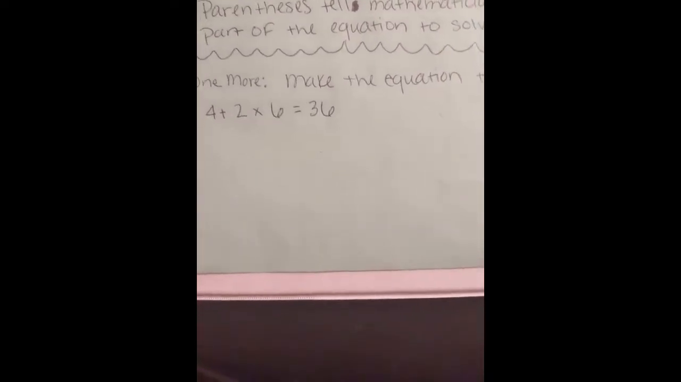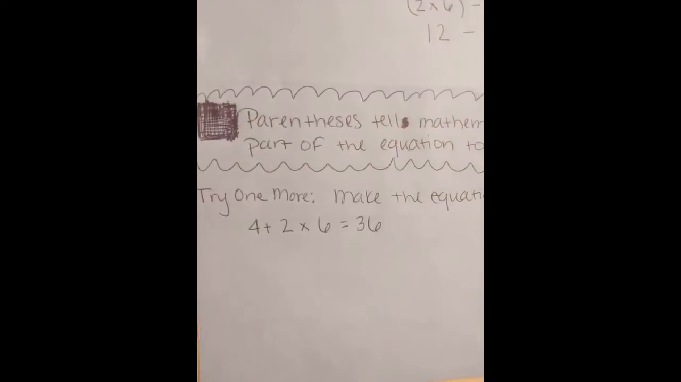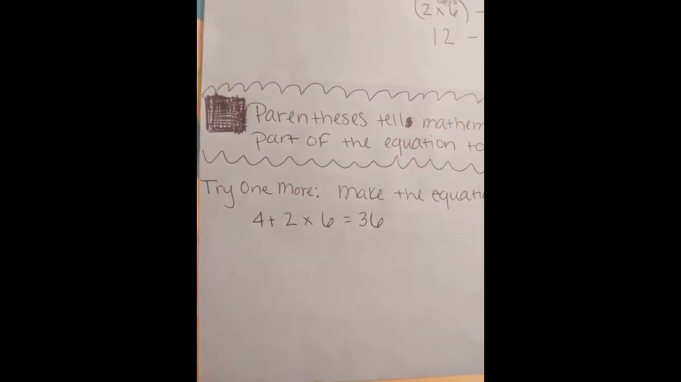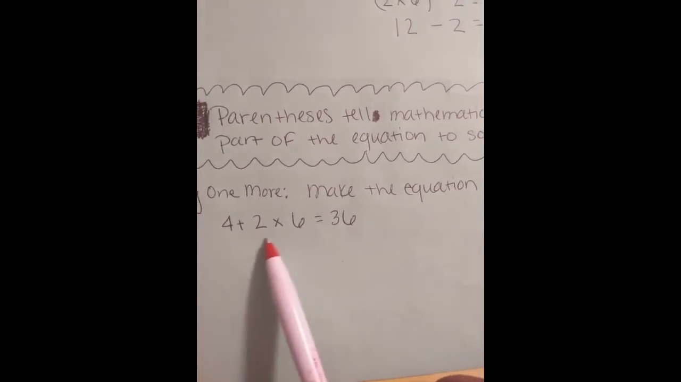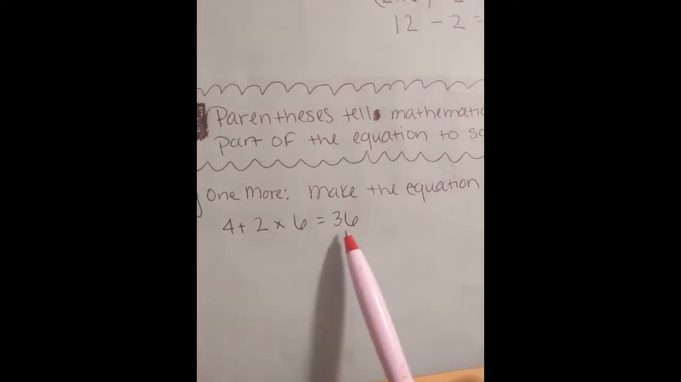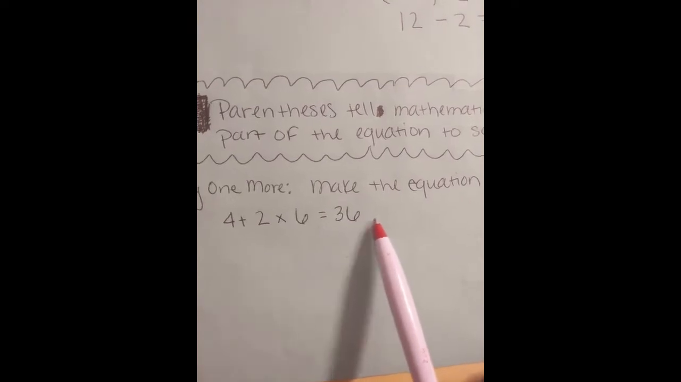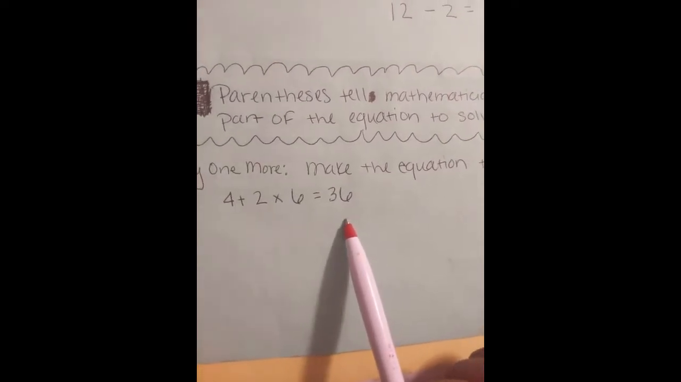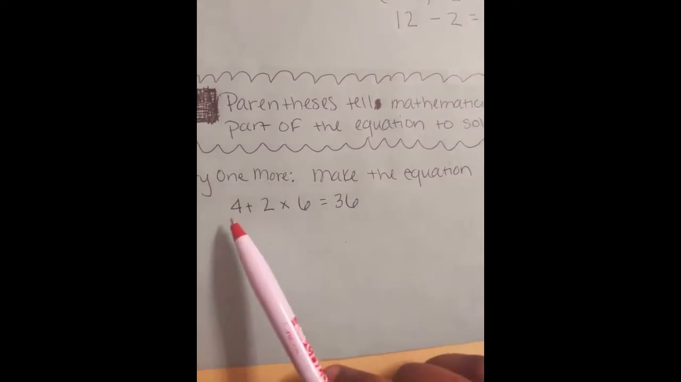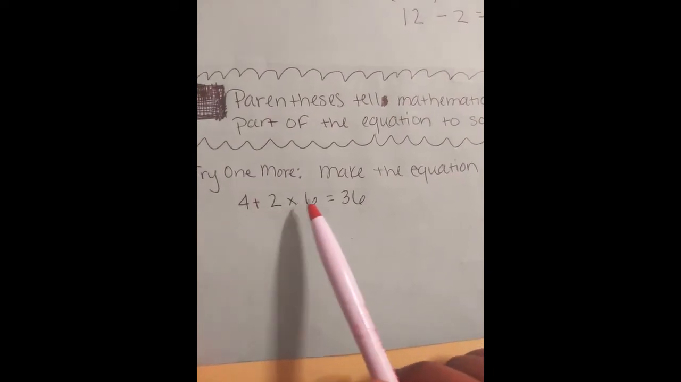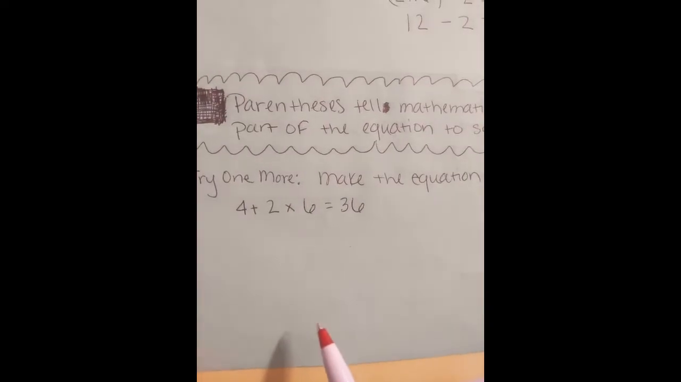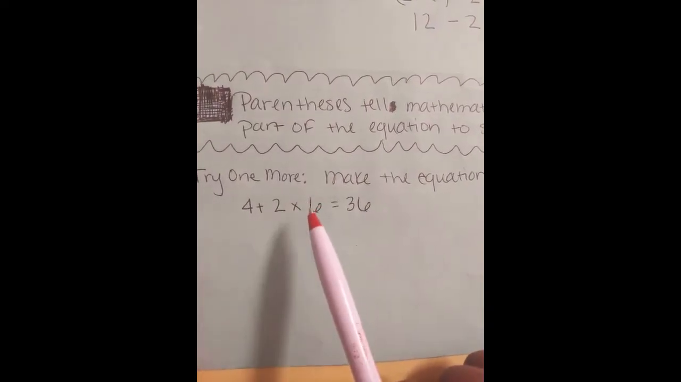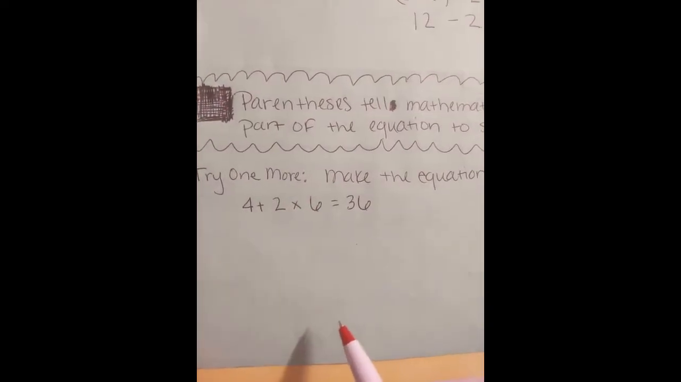on the same page. If we would like to make the equation true, that means the things that are happening on this side need to equal the things that are happening on this side. On this side, we have 36. On this side, we have 4 plus 2 times 6, okay? Now, where we put our parentheses is very important here, all right?